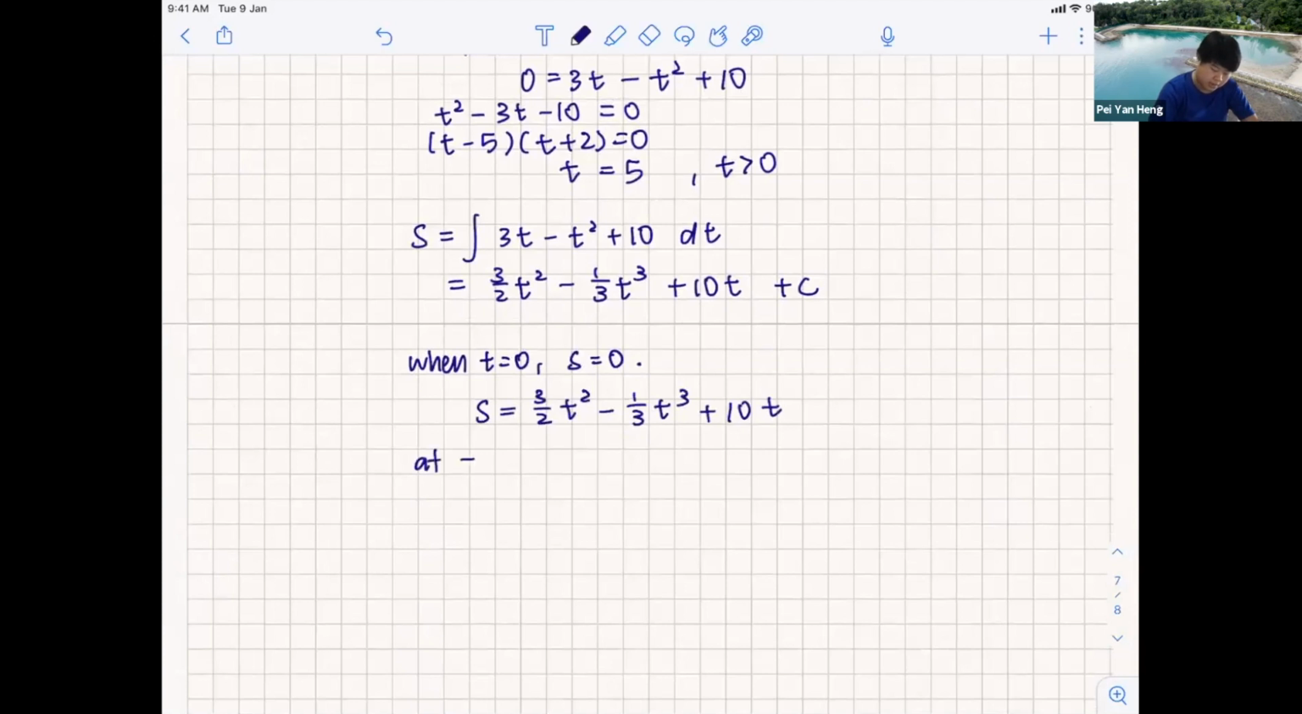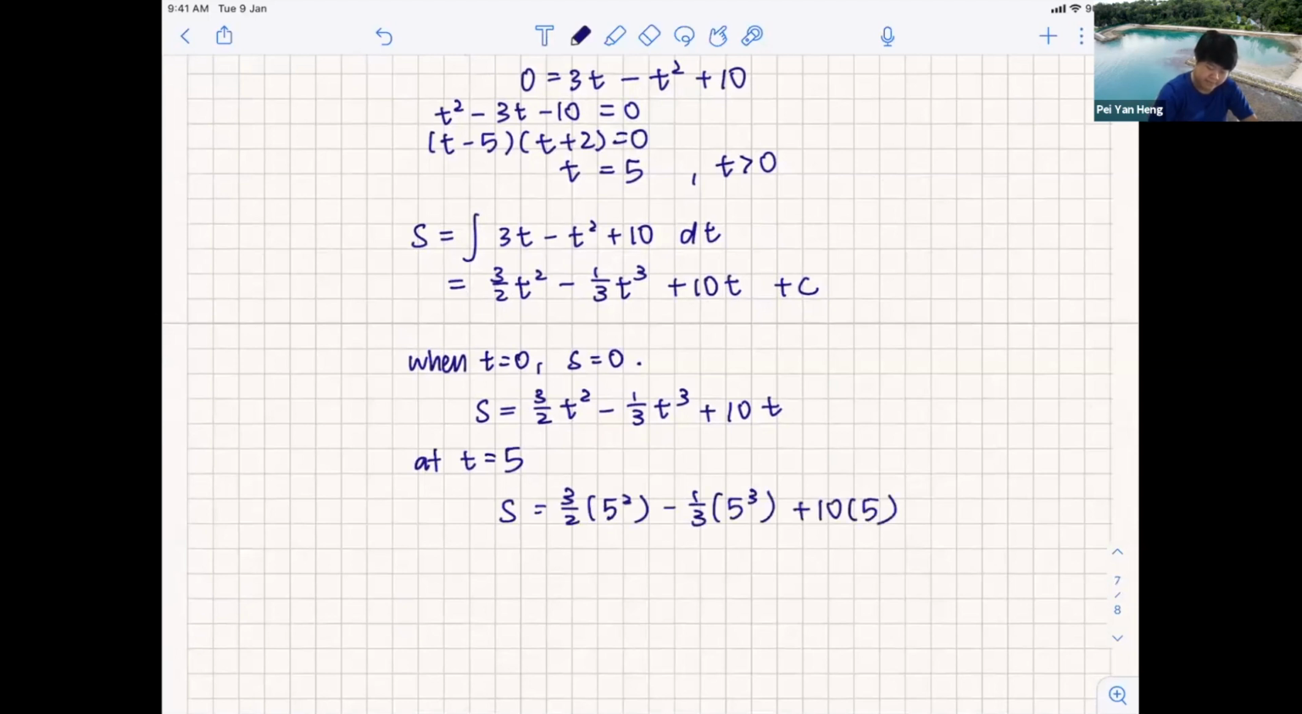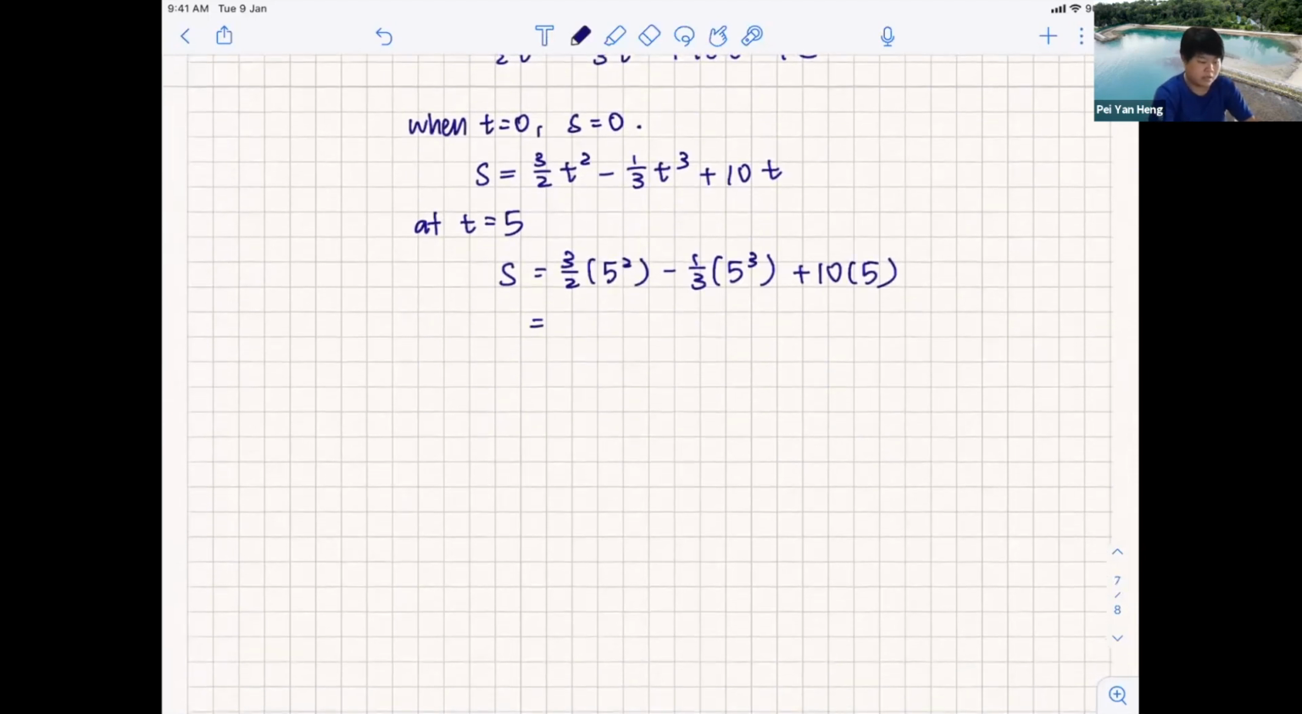So at time equals 5, we already calculated that time equals 5 when it's at rest. So s would be 3 over 2 times 5 squared minus 1/3 times 5 cubed plus 10 times 5. This one has a long list of numbers to key in. So you will end up with 45 and 5 over 6 meters.